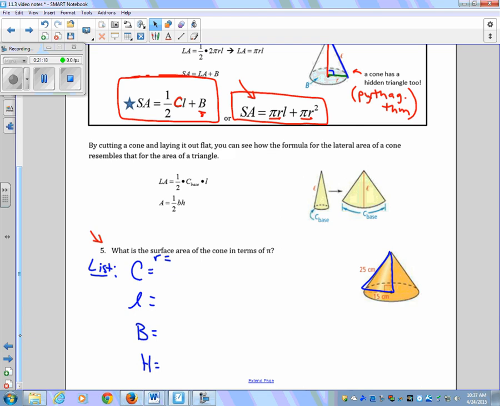Okay, so remember, two more formulas. We've got surface area of pyramids, it's 1/2 PL plus B, and surface area of cones is 1/2 CL plus B, or pi r L plus pi r squared. The key here, again, is this hidden triangle in the pyramids and cones, and often we need Pythagorean theorem.